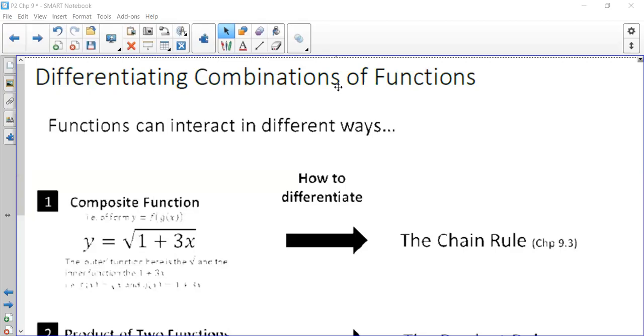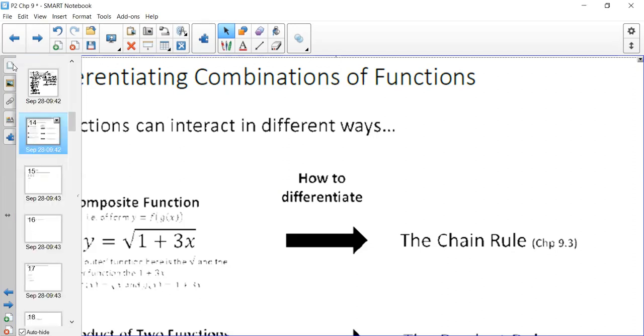This is Pure 2, Chapter 9, 9.3, where we are looking into the chain rule, the first real brother, sister of differentiation: chain rule, product rule, and quotient rule. We'll be looking at the chain rule today. First of all, let's do a quick recap on what we've done in Chapter 9.1, 9.2.